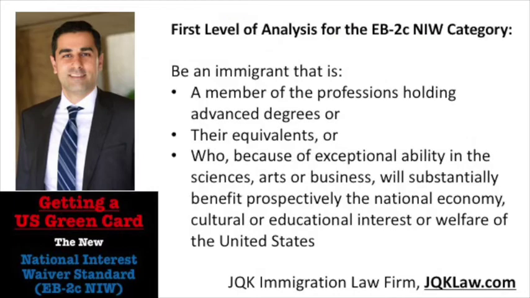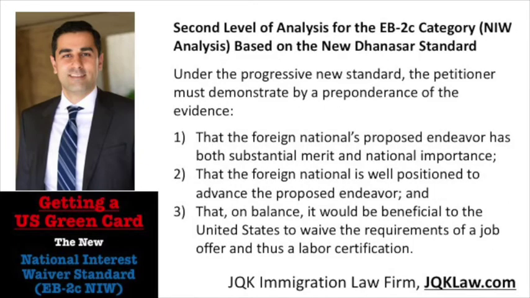The first level of analysis for the EB-2 NIW category is that an immigrant has to be a member of the professions holding advanced degrees or their equivalents, or who because of exceptional ability in the sciences, arts, or business will substantially benefit prospectively the national economy, cultural, or educational interests or welfare of the United States. The second level of analysis for the EB-2c category is based on this new Dhanasar standard.